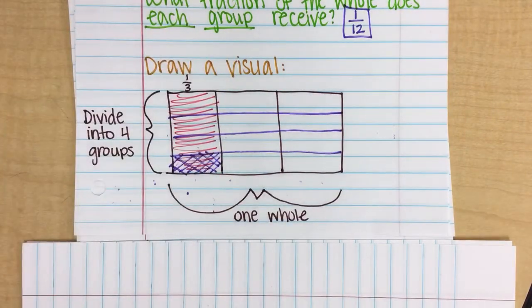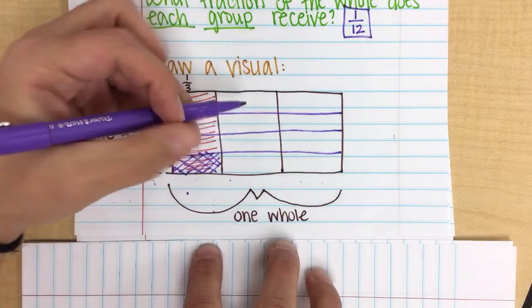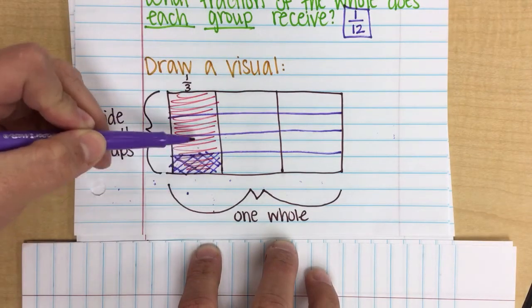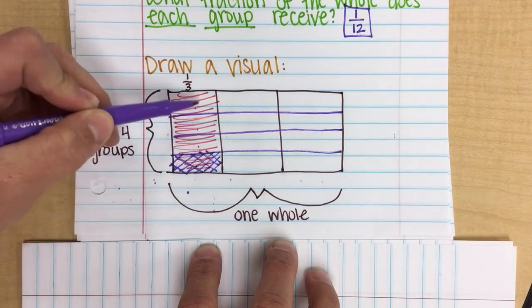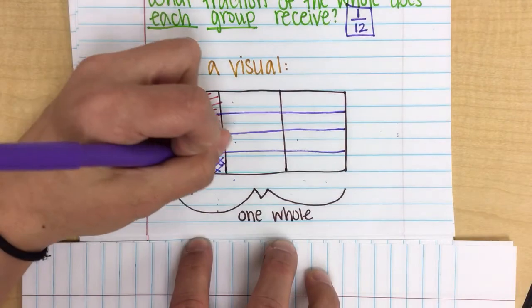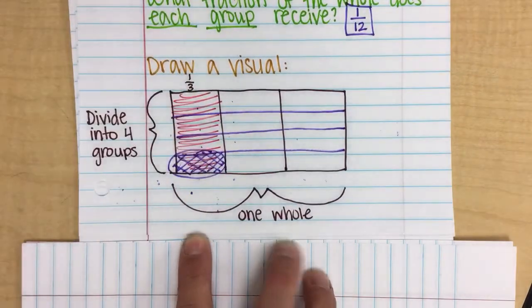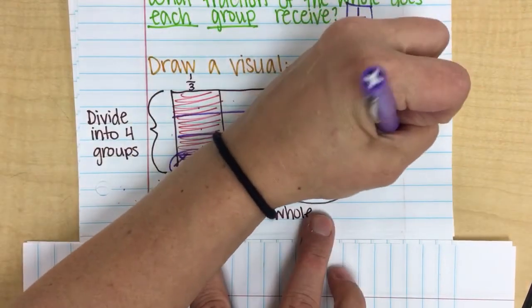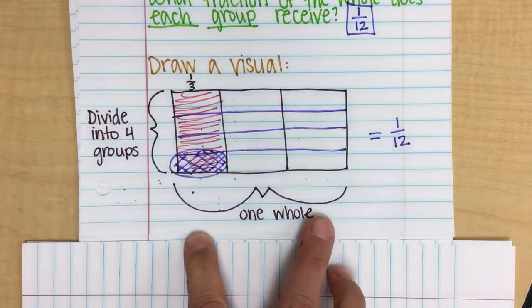Now my question, once again, is asking me what fraction of the whole does each group receive. I've broken up my model now into 1, 2, 3, 4, 5, 6, 7, 8, 9, 10, 11, 12 different parts. So one section of that is going to equal 1/12.